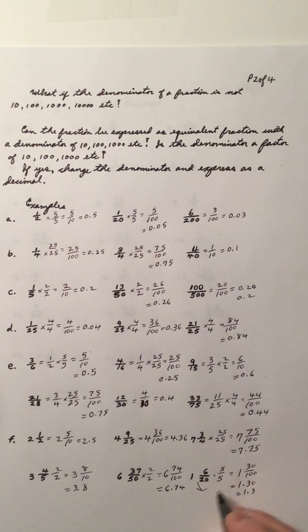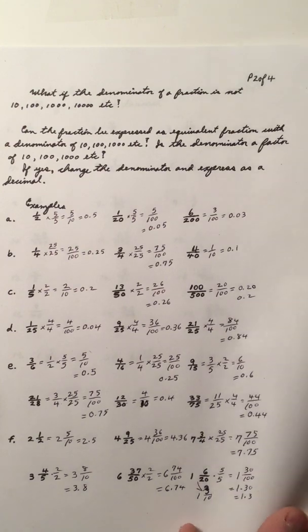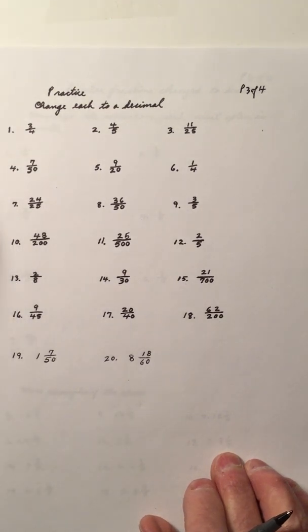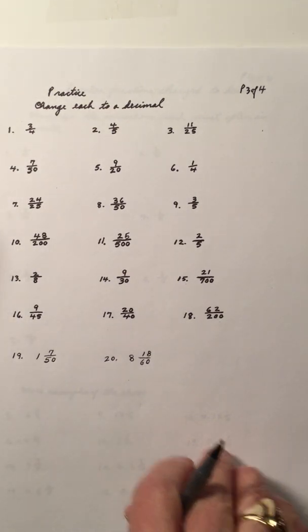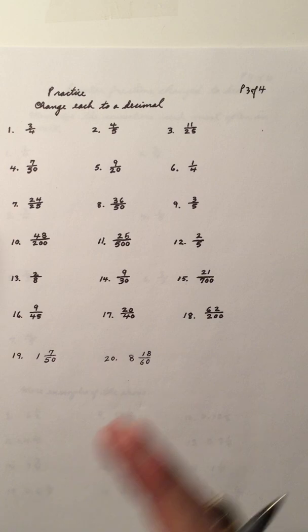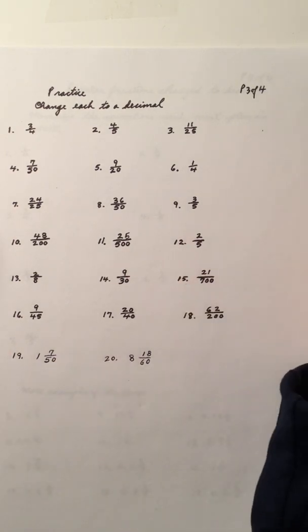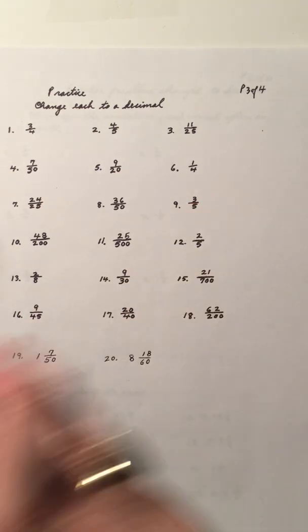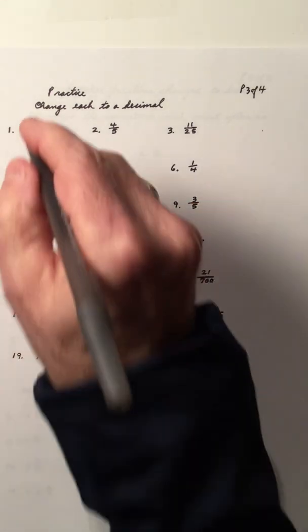Another way to do it would be to reduce the 6 and the 20 to 3 over 10. 3 over 10, and 3 over 10 is 1.3. Let's continue. Now, I showed you what to do by, again, doing denominators of 10, 100, or 1,000. Then you can convert to decimals. Here we go. Pause. You work all these out and see if you get the right answers.